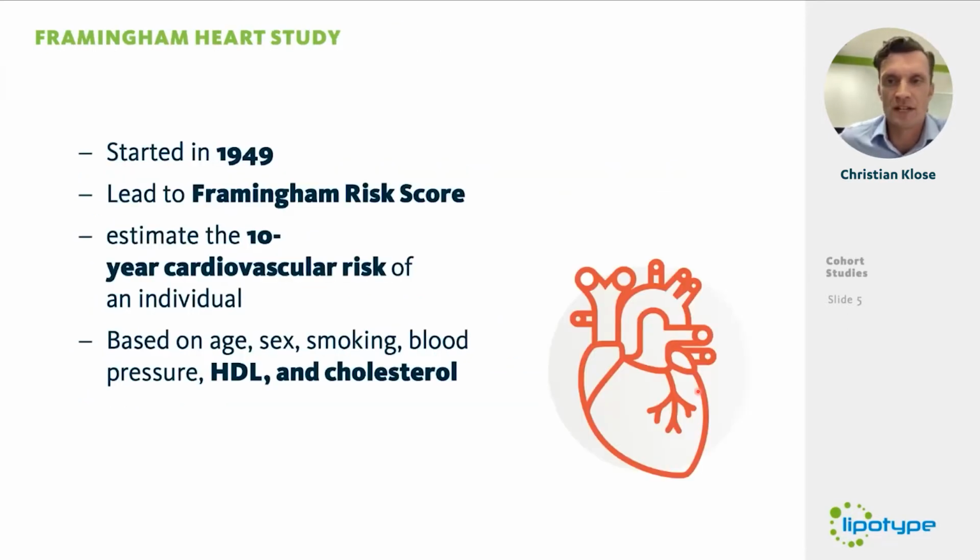Another famous cohort study is the Framingham Heart Study. It was started in 1949 and led to the Framingham Risk Score, which estimates the 10-year cardiovascular risk of an individual. The Framingham Risk Score is based on age, sex, smoking, blood pressure, and the status of lipid metabolism as assessed by measuring blood high-density lipoprotein and cholesterol values. This already highlights the importance of lipids in lipid metabolism and disease etiology.